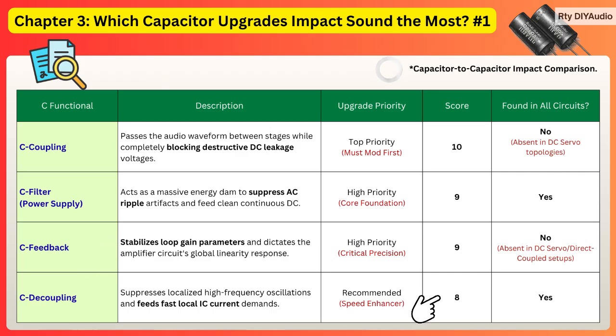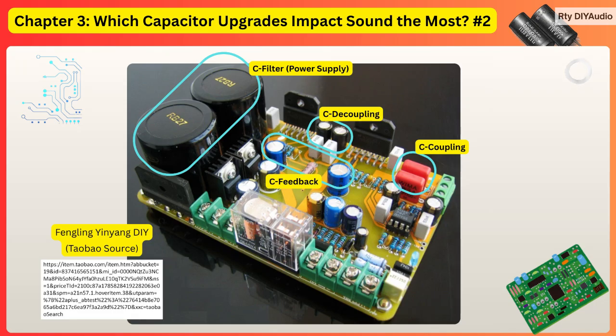Finally, earning a powerful score of 8 out of 10 is your C decoupling stage. This highly recommended speed enhancer ruthlessly suppresses localized high-frequency parasitic oscillations and instantly feeds high-speed local IC transient current demands. Analyze this priority blueprint and target your upgrade budget precisely where the physics yields the highest dynamic return. Now, let's transition to part 2.